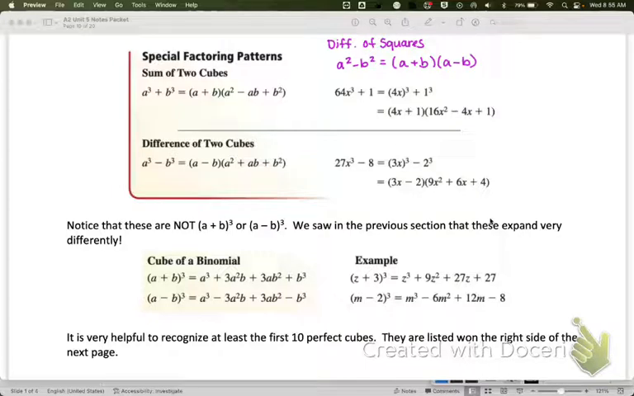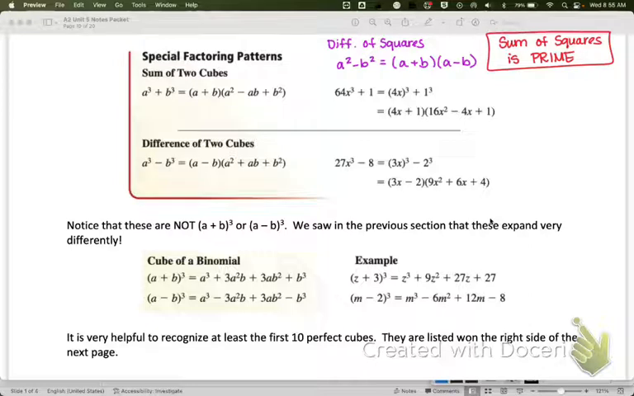Now, something really important to remember is the sum of squares is prime. We can never factor the sum of squares. There is no rule for factoring the sum of squares. It's impossible. Sum of squares is prime. However, when we deal with cubes, we can factor both the sum of two cubes and the difference of two cubes, okay? Squares, you can only factor the difference, but cubes, you can factor the difference and the sum.